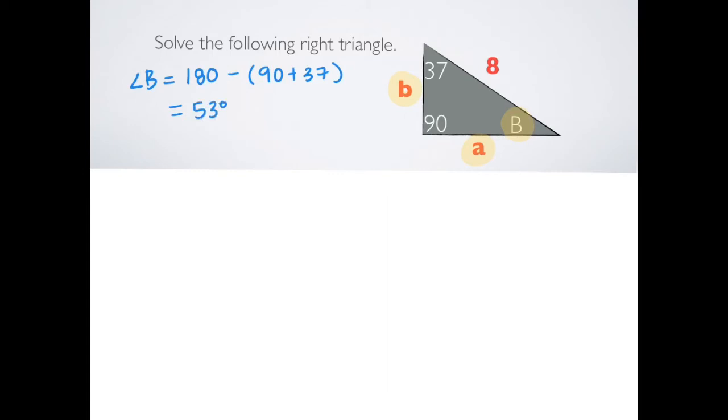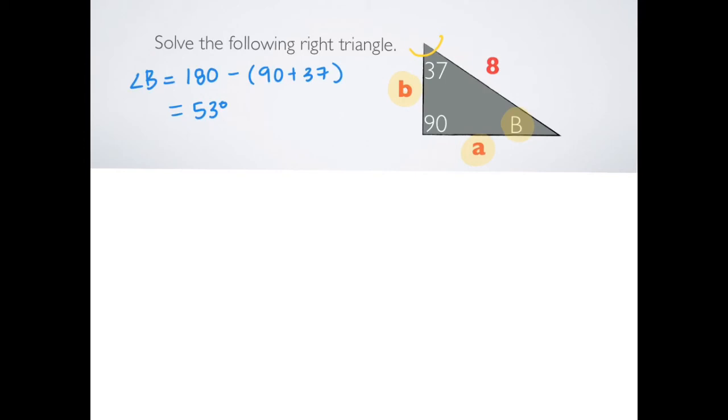Now, if you had more than one side length given to you, you could also use inverse trig functions to find the angle that way. Just be sure in your calculator that you're working in degree mode and not radian mode. Now, to find side B, I am going to use angle, let's say 37. To be honest with you, it doesn't matter if you use 37 or 53. I just like to use the angles that are given to me in pictures.